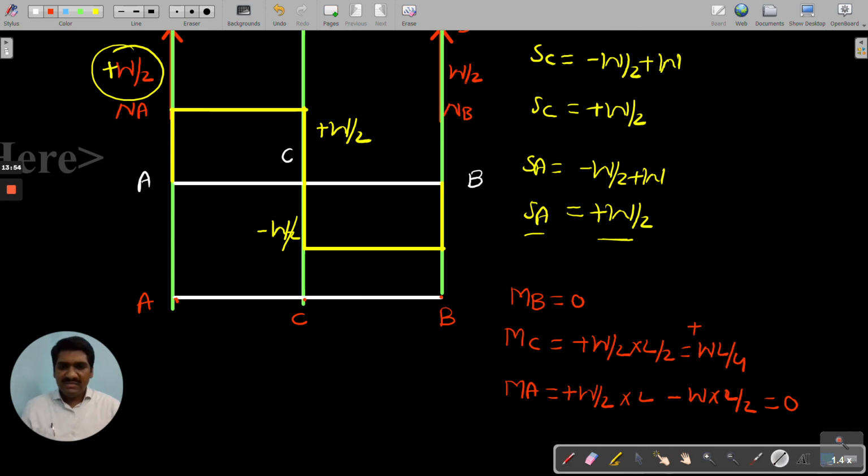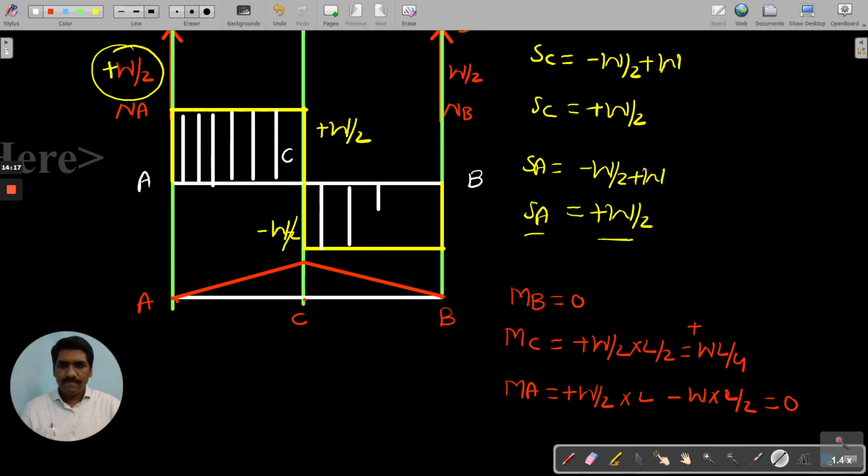Therefore, I can draw a diagram like this. Draw a line in this way, increasing and again decreasing. That's it. Therefore, this becomes the bending moment diagram. This becomes the shear force diagram. And this becomes the bending moment diagram. Okay, so I hope you are following, all of you.